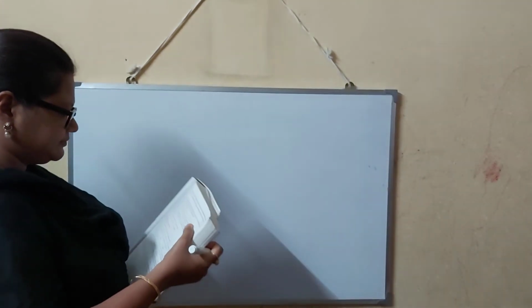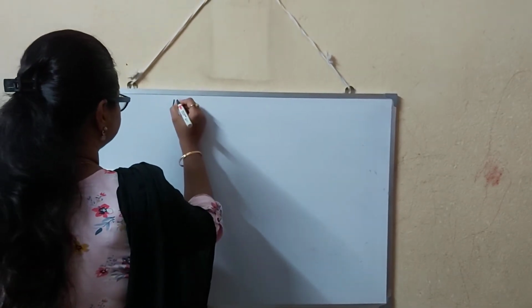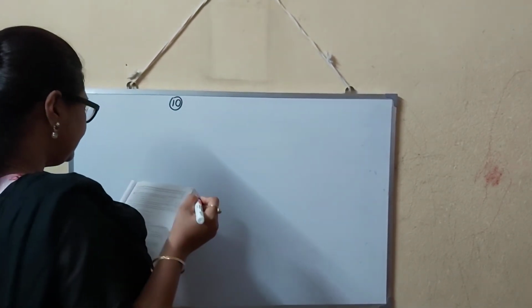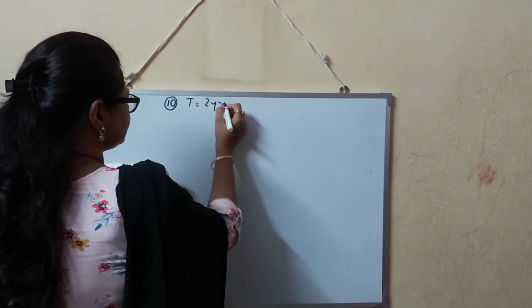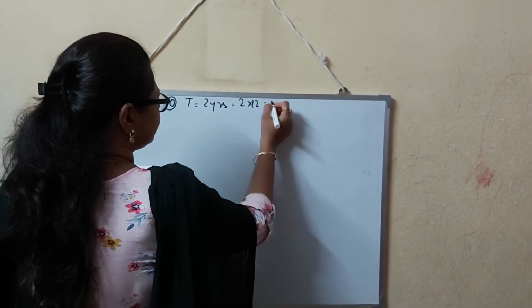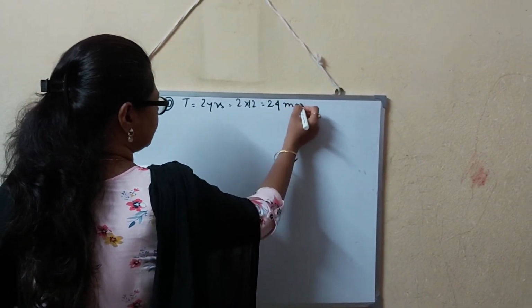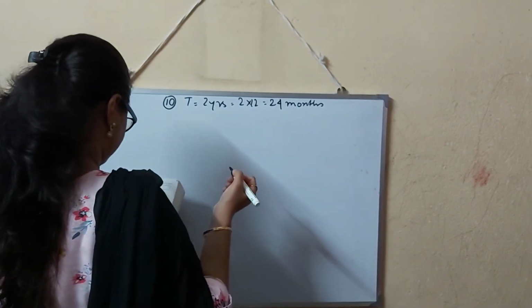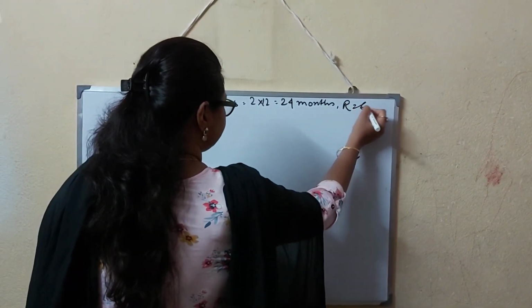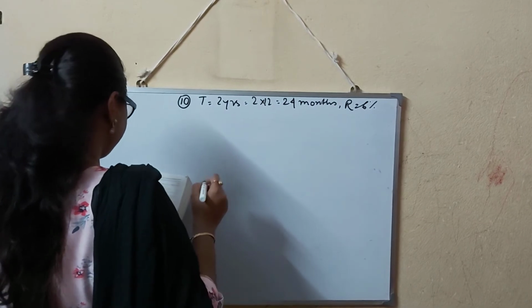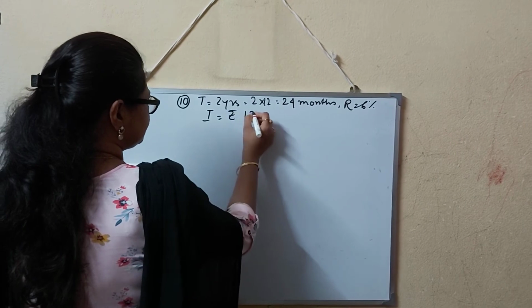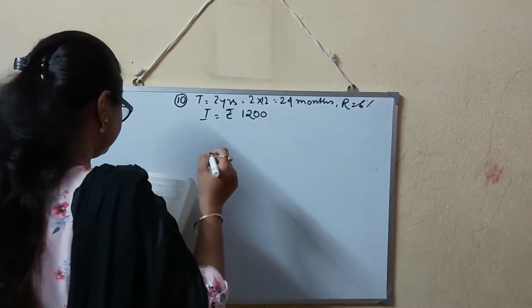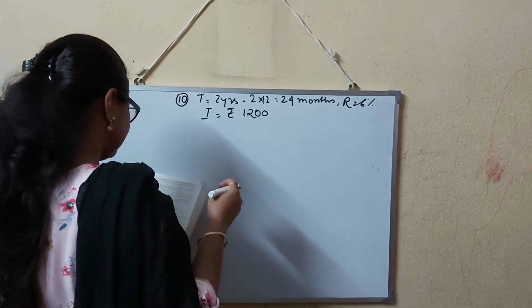And which will definitely be the last one today. Sum number 10. Mohan has a recurring deposit account in a bank for 2 years. So time is 2 years. 2 years means 2 into 12, 24 months. Rate of interest 6%. If he gets rupees 1200 as interest, now interest is given, that is 1200. So you have to find out monthly installment and amount of maturity.